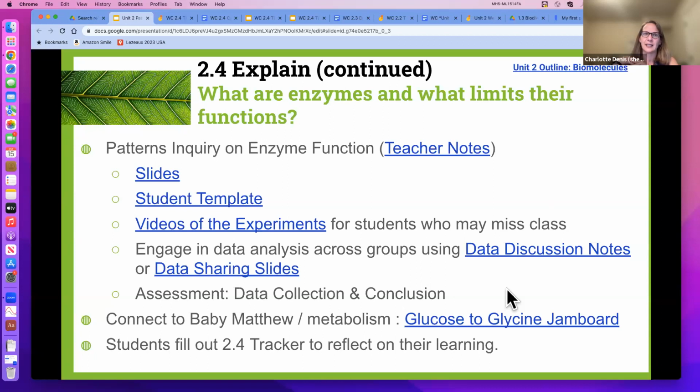So that was a piece that I felt was really missing on the student activity end. And that's why I developed this glucose to glycine Jamboard with Jessie, to really help hammer home that enzymes have to work in order. They have to have these pathways, or you don't end up with the products that you need. And that helps us answer our big essential question, which is how do cells build and break the molecules they need, and what happens if they don't have those.